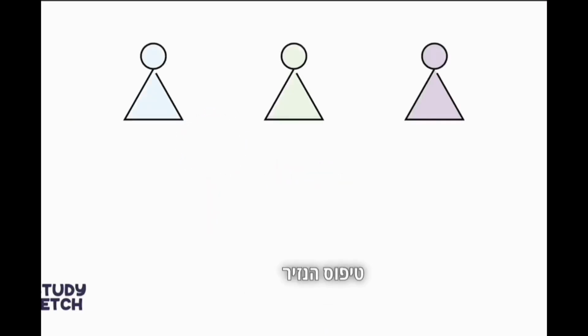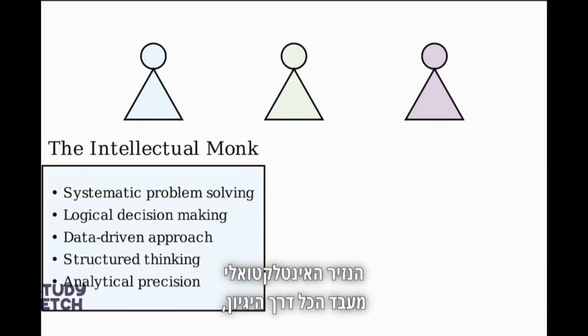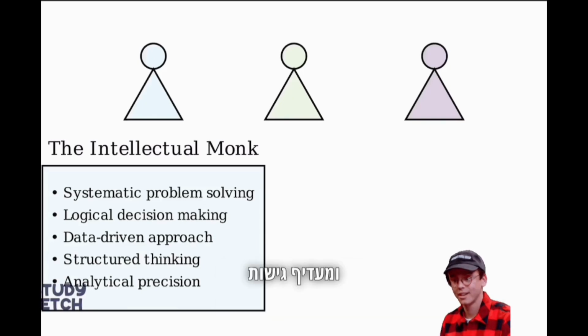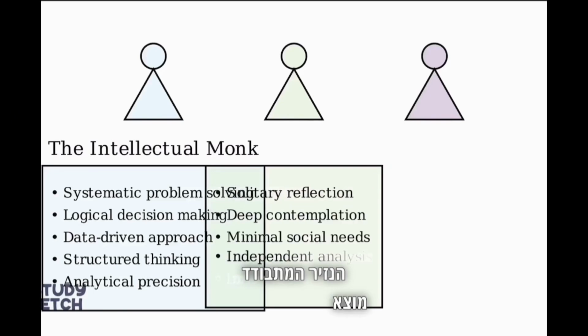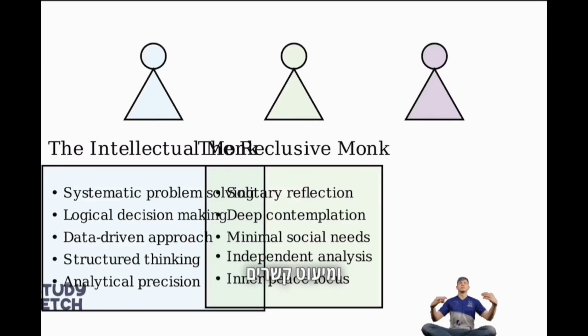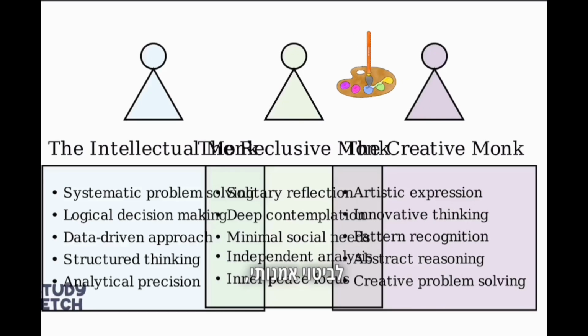The analytical monk personality type manifests in 3 distinct subtypes, each with unique characteristics. The intellectual monk processes everything through logic and reason, preferring systematic approaches to problem solving. The reclusive monk finds clarity through solitude and minimal social interaction, focusing on deep contemplation and independent analysis. The creative monk channels analytical thinking into artistic expression, combining logical analysis with innovative approaches.